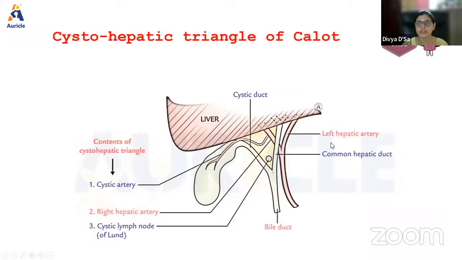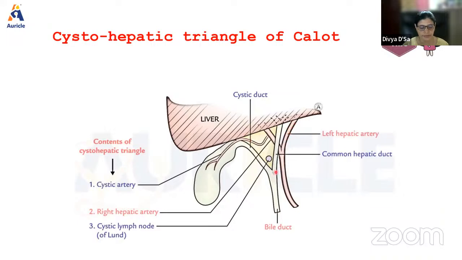Here, one of the important things you need to remember is about Calot's triangle, or the cystohepatic triangle of Calot. It is a 3-mark question, or what are the contents can be asked as an MCQ question. It is a roughly triangular space bounded inferolaterally by the cystic duct, superolaterally by the inferior surface of the liver, and medially by the common hepatic duct.